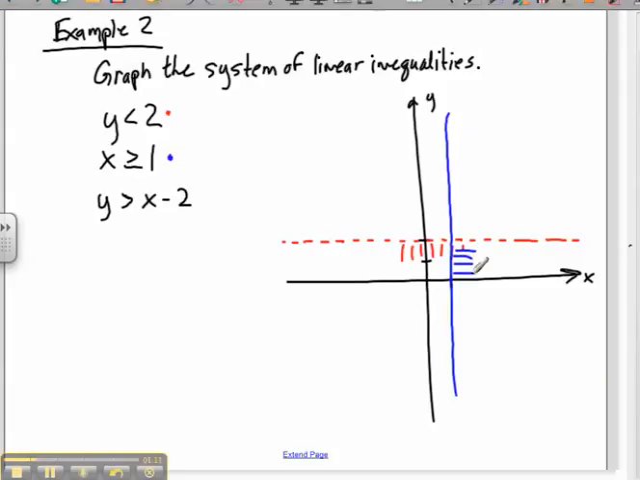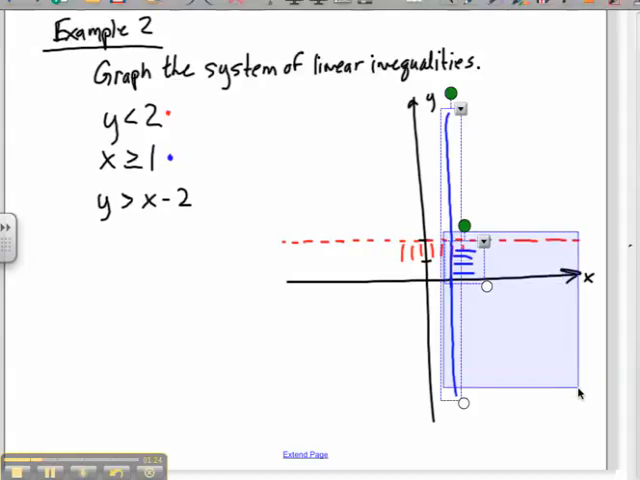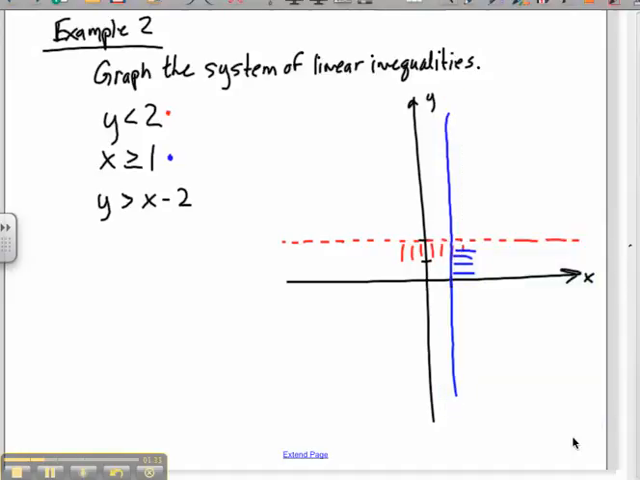So right now, guys, I know that the solution, hang on. What I'd like to do is kind of highlight this. The solution quadrant is down here, right? Below the red line and to the right of the blue line. This is where we are right now. But we still have this third line to graph.